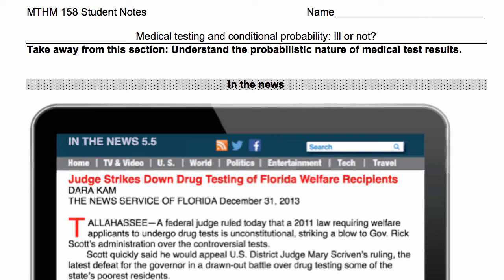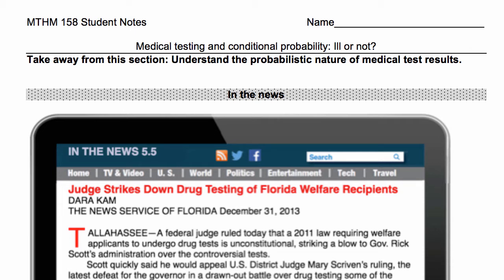This section is called Medical Testing and Conditional Probability, Ill or Not. The takeaway for this section is to understand the probabilistic nature of medical test results. Drug or medical tests are an ongoing part of our national conversation. The article below describes how a law requiring welfare applicants to undergo such a test was deemed unconstitutional.